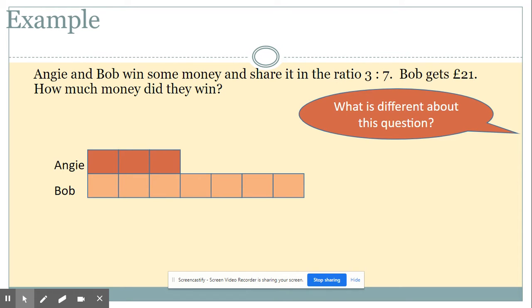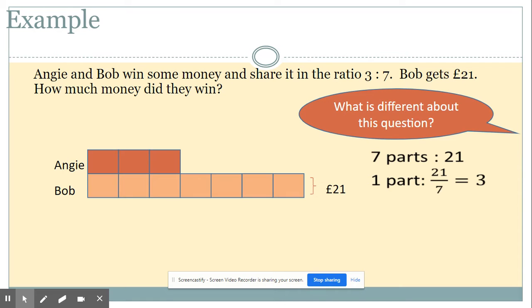But we also know that Angie has 3 parts and Bob has 7 parts. Also, we know that Bob gets 21 pounds. So it is not saying 21 pounds more. In total, he is getting 21 pounds. If Bob is getting 21 pounds and his share is 7 parts, that means 21 has been divided into 7 equal parts. So if we divide 21 pounds into 7 parts, it gives me 1 part, which is equal to 3.